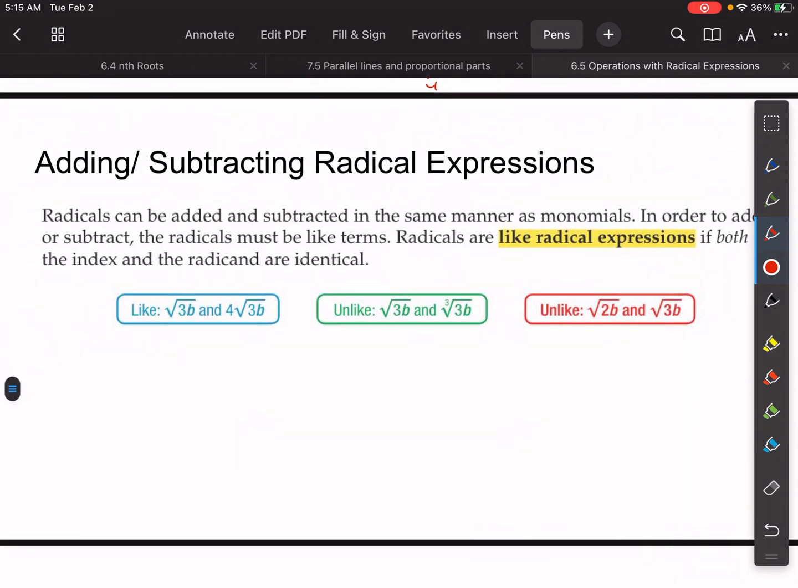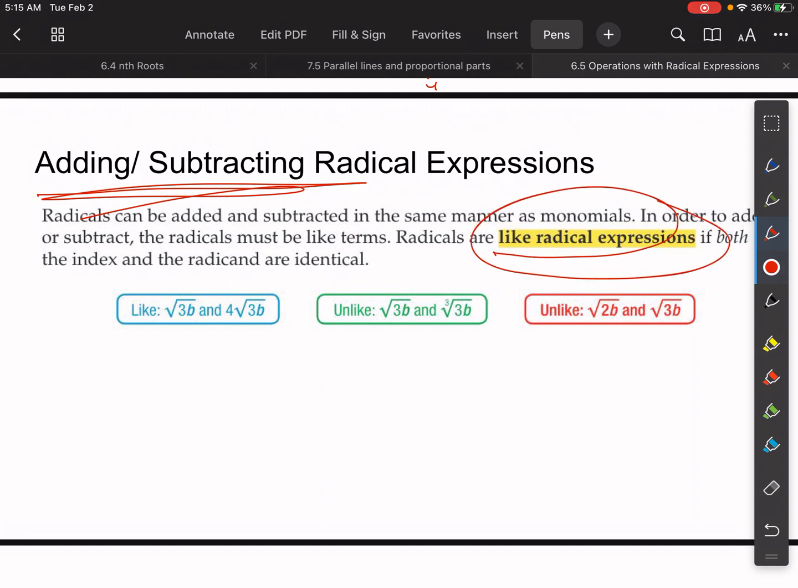So, adding and subtracting radical expressions. Remember that if you're adding or subtracting anything, you have to add and subtract like terms. Here, those are like radical expressions, so they have to have the exact same index on the outside, and it must be the same thing on the inside. These are okay because the index on the outside is just 2 for both of those. But here, we have the same thing on the inside of the radical, but we have different roots. That is unlike terms. Those do not match.